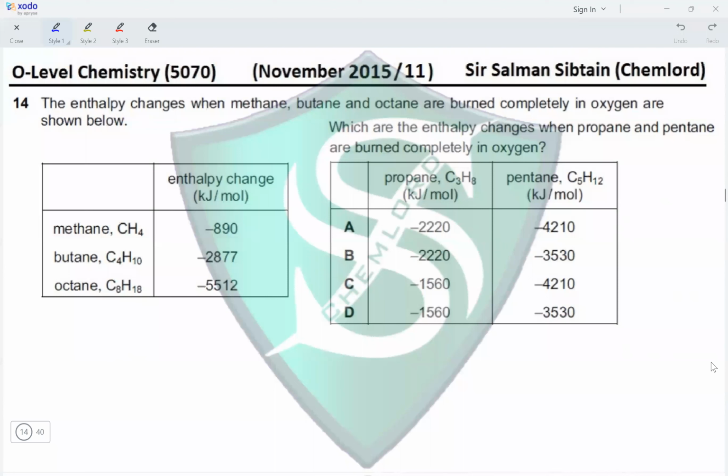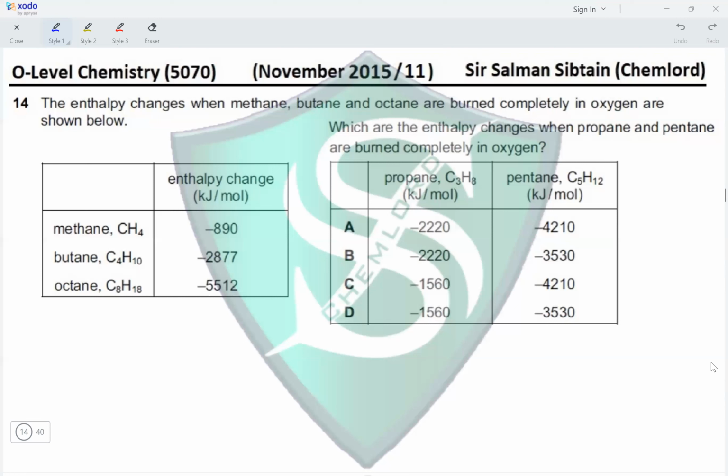Question 14. The enthalpy changes when methane, butane, and octane are burned completely in oxygen are shown below. Which are the enthalpy changes when propane and pentane are burned completely in oxygen? Okay, so methane has a value of minus 890, butane has a value of minus 2877, and octane has a value of minus 5512. Now we need propane and pentane. So propane is just above butane, or rather lesser than butane in magnitude, and pentane would be just a little higher than butane in magnitude.